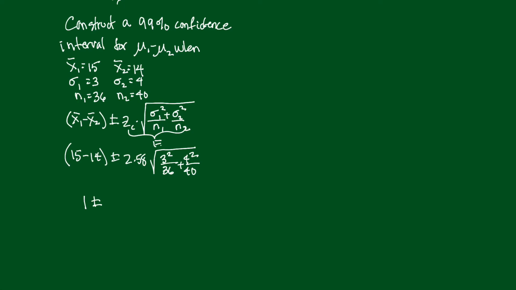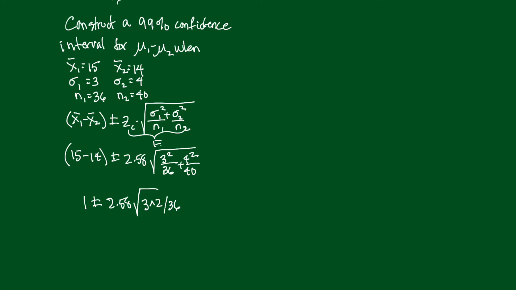Plus or minus, I am going to do this part completely on the calculator. So I'm going to type in 2.58 times, okay, now just press the square root key and type in 3 squared divided by 36. Now when I pressed the squared key, I had to actually use the arrow key to move that 2 out of the exponent. Or you can just press the x squared key down at the bottom left.